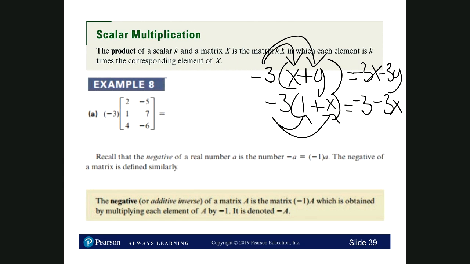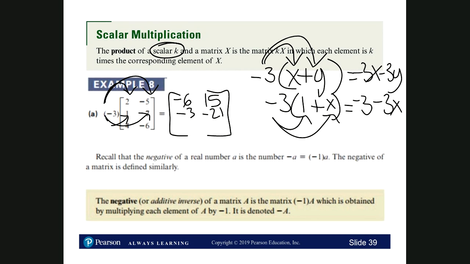So a scalar multiplication, well, first of all, a scalar is just a number, a constant. When we do that, we distribute the number to every single element inside the matrix. So we will start with negative 3 times 2, that is negative 6. Negative 3 times negative 5 is positive 15. Then negative 3 times 1, negative 3. Negative 3 times 7 is negative 21. And then we do the same thing with the last two numbers from the third row. Negative 3 times 4 is negative 12, and negative 3 times negative 6 is positive 18. So that's all it is for scalar multiplication.